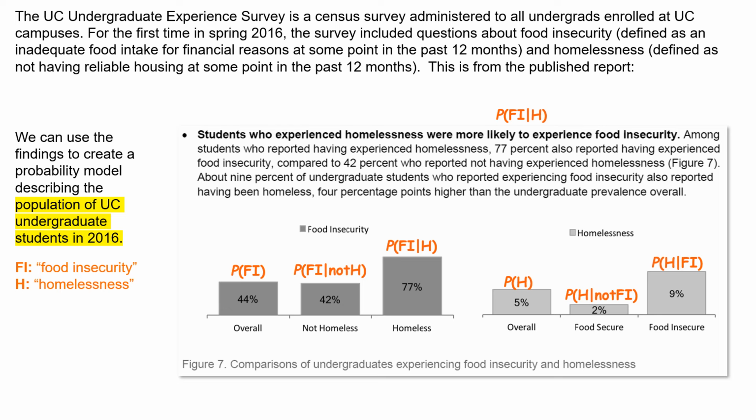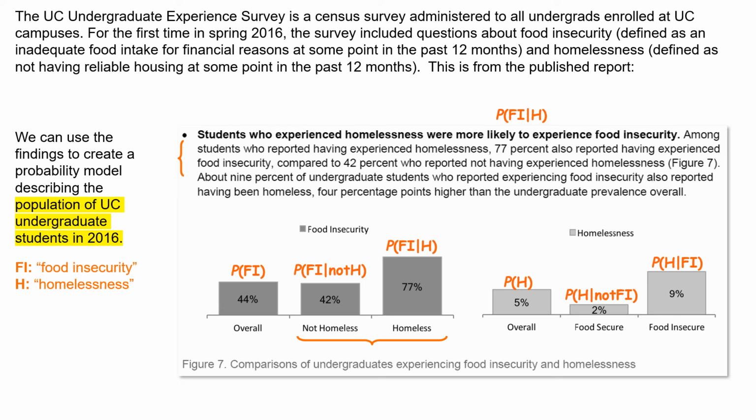Going back to the sentences, you can see that the value 77 is contrasted with the value 42, so those 42% being the probability of experiencing food insecurity, either just among those who have not experienced homelessness or just among those who have experienced homelessness.